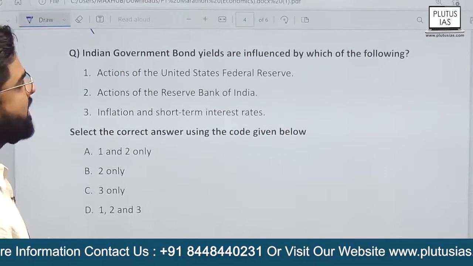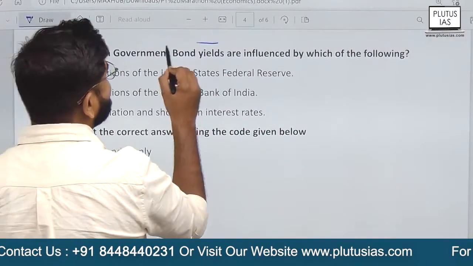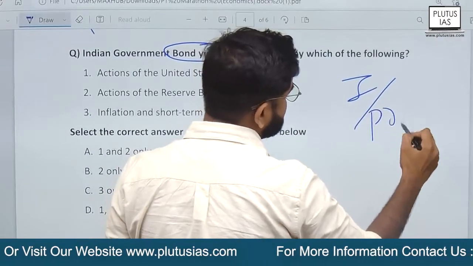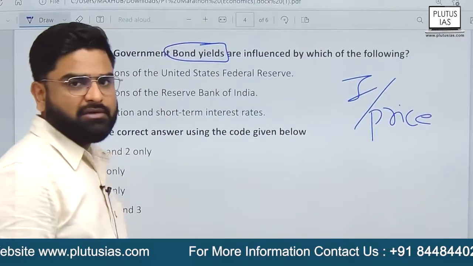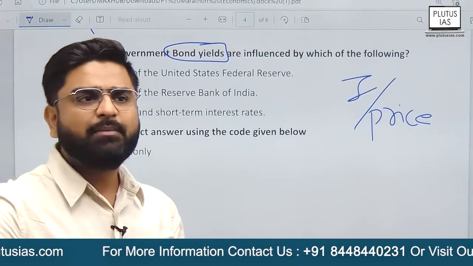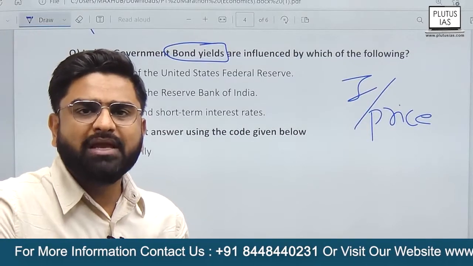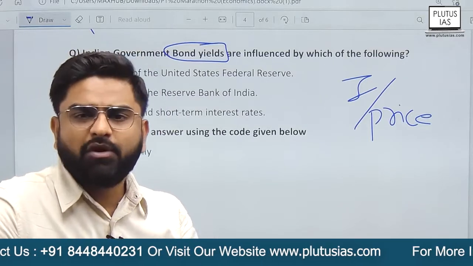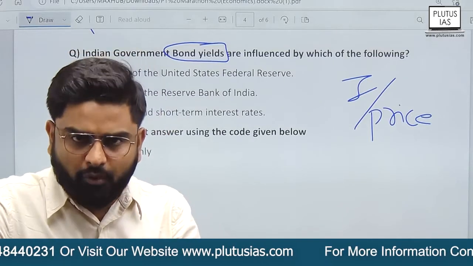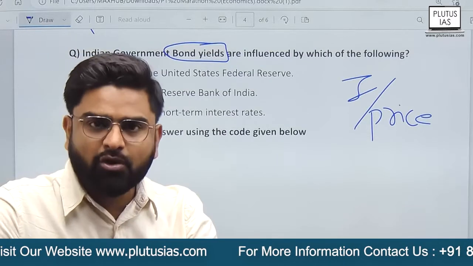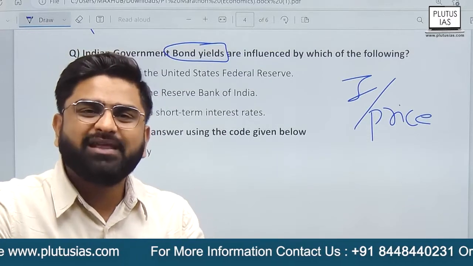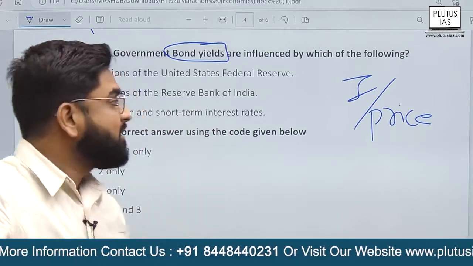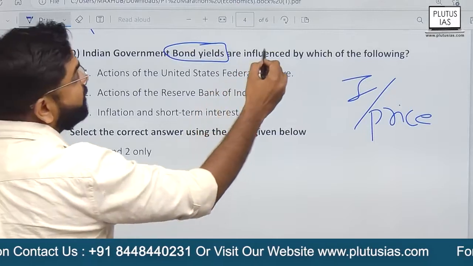Indian government bond yields are influenced by which of the following? Bond yield simply means the interest you get on the price. Yield means what you get. If I give you a loan, the yield of that loan is the interest I will receive out of that loan. So what is a bond? A bond is a kind of promise of a loan. It is a paper that promises or acknowledges a loan given. The yield of a bond is the interest or the money that I will get out of a bond, simply stating.